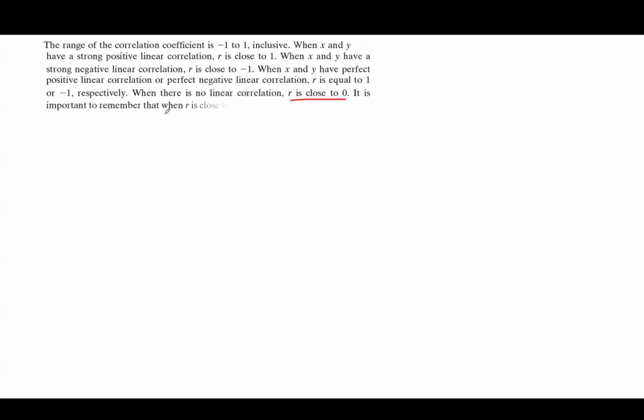It's important to remember that when r is close to 0, it doesn't mean that there is no relation between x and y. It just shows that there is no linear relation between x and y. You might be able to find a nonlinear relation. Several examples are shown below.